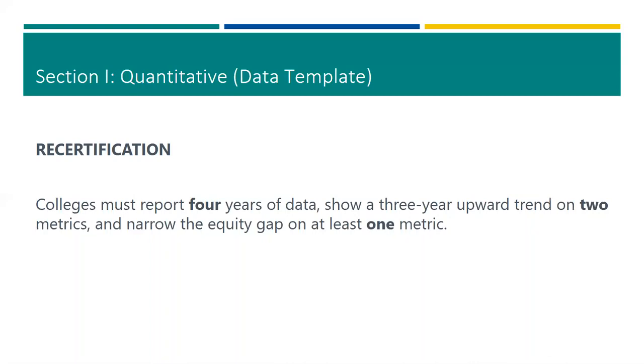Colleges applying for recertification must report 4 years of data showing a 3-year upward trend on the 2 metrics selected. And also, they must demonstrate their disaggregation, the narrowing of equity gaps on at least 1 student characteristic.